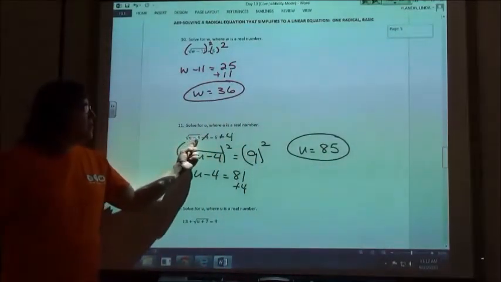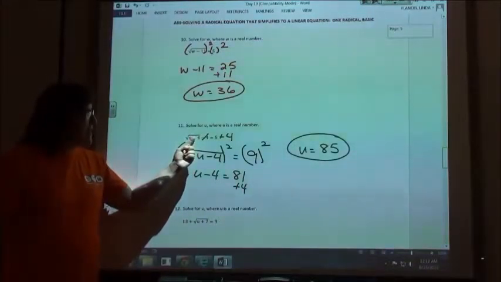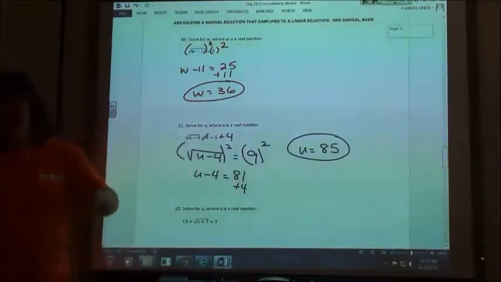So 85 minus 4 is 81. The square root of 81 is 9. And 9 minus 4, sure enough, is 5. Yep, it checked out.